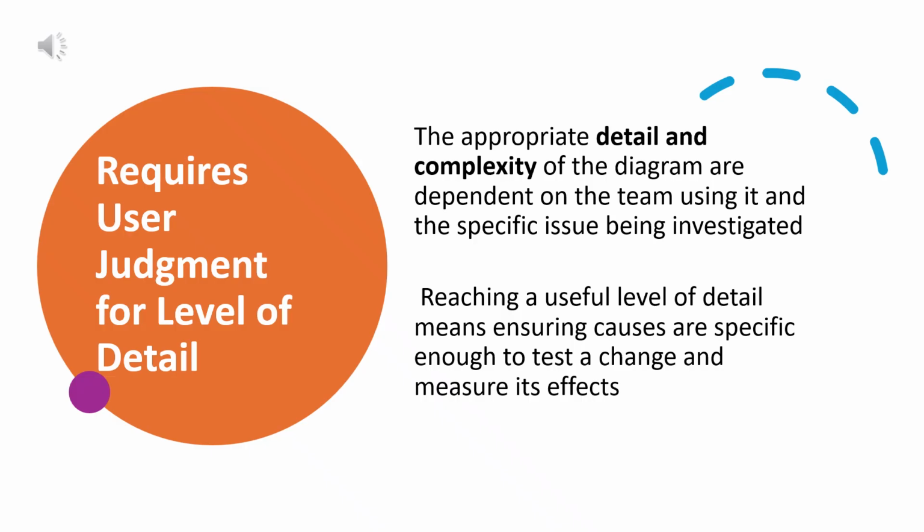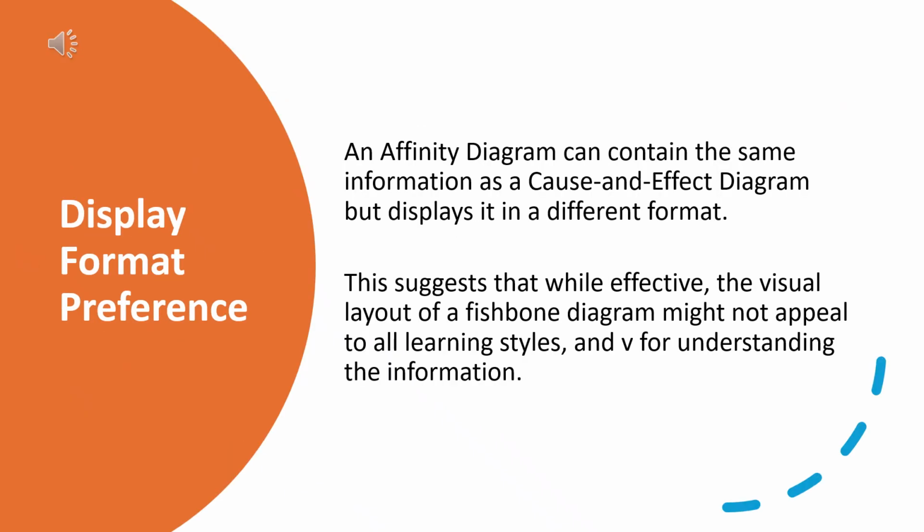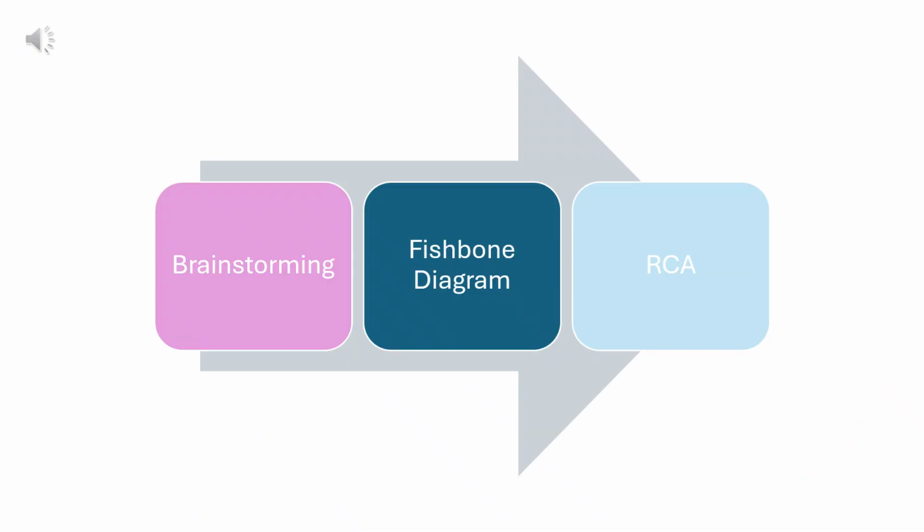It's important that the team maintains understanding of the issue so that they can reach a useful level of detail, ensuring that the causes are specific enough to test a change and measure the effects. Some people may prefer the display of an affinity diagram compared to the cause and effect diagram. So sometimes it boils down to personal choice. So the right way of using the fishbone diagram is to have brainstorming first, followed by the fishbone diagram to categorize and organize, and followed by further root cause analysis.